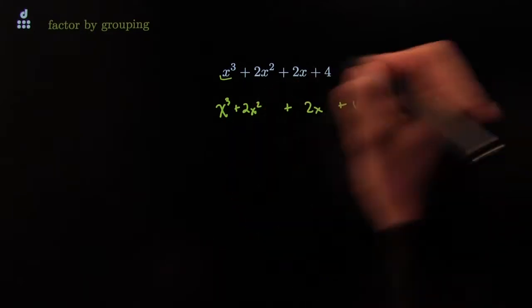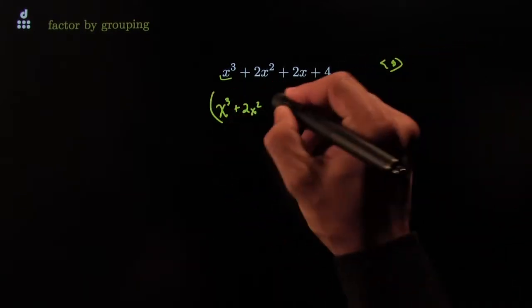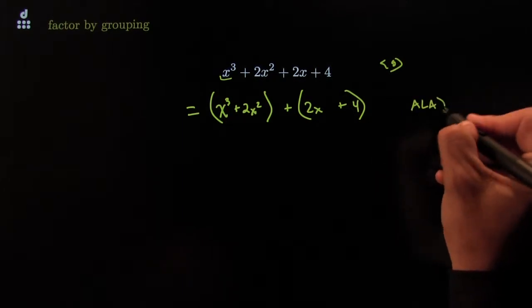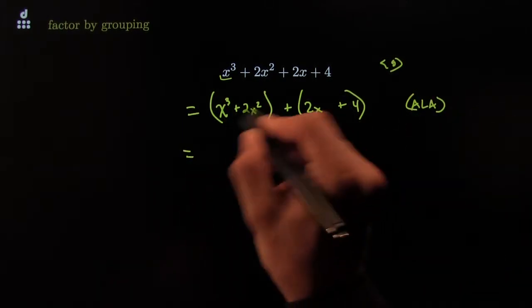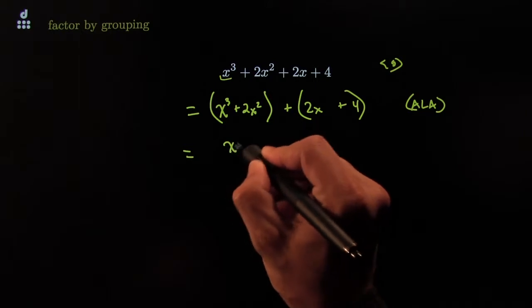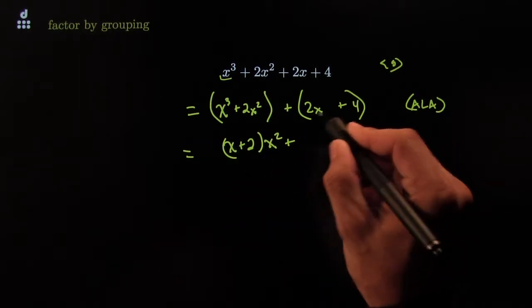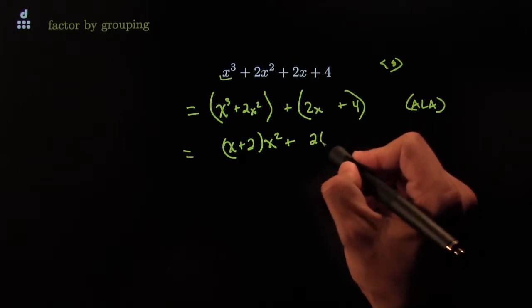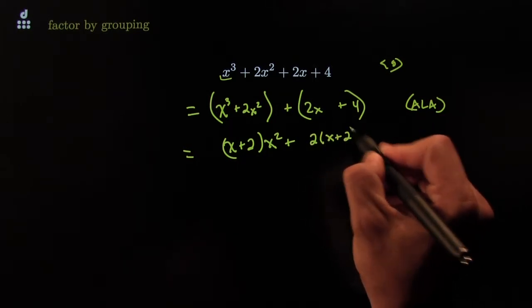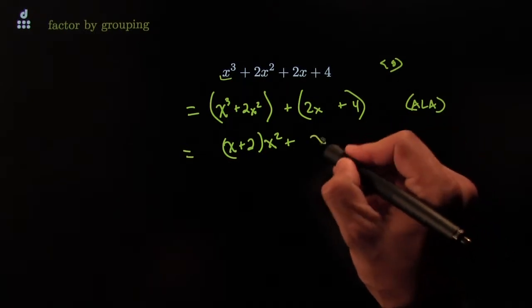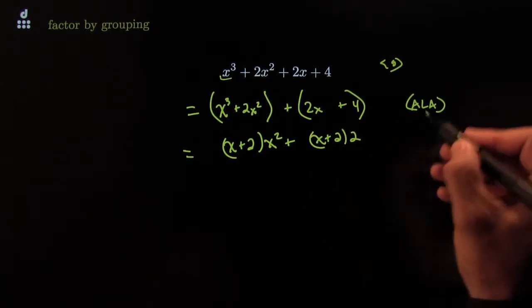So I haven't done much at this point, except I'm going to associate the first 2 and the last 2. The associative law of addition says I could do that. Out of this little group, I could factor out x squared, leaving x plus 2. Out of this little group, a 2x and a 2, I could factor out a 2. That would leave x plus 2. Or you could do it the other way around, 2x plus 2 times 2.